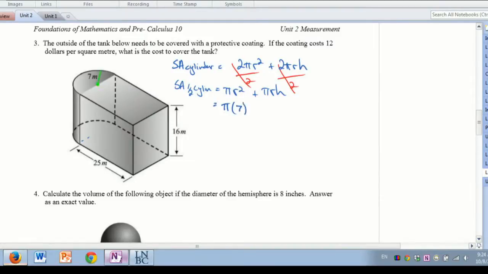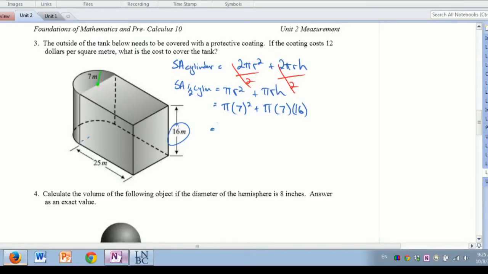Pi, the radius is 7 squared, plus pi times 7 times the length of the cylinder, which is important. We're going to put 16 in for the height instead of 25, so make sure we don't make a mistake on that.